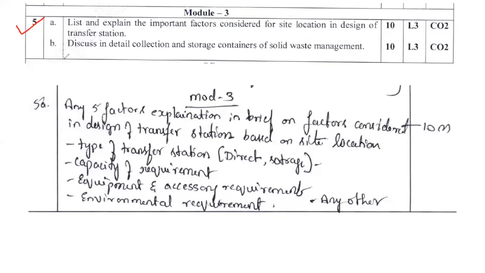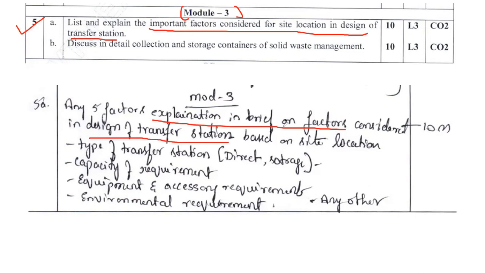Question number 5, which is part of module 3. List and explain the important factors considered for the site location in the design of a transfer station. Here you are supposed to mention any 5 factors with a brief explanation, that means 5 into 2. So in the design of a transfer station, you have to find factors like type of transfer station, direct storage, capacity requirement, which is small, medium, large, equipment and accessory requirement, environmental consideration, and any other. Likewise, if you find important and essential factors, you can list them with a brief explanation.